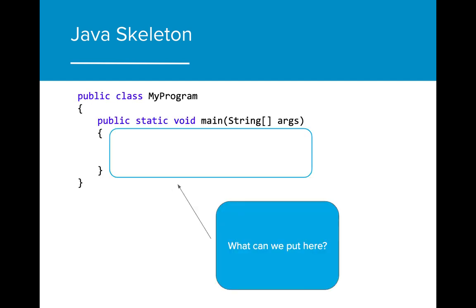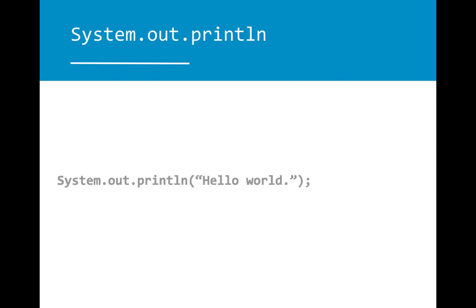Now that we understand the skeleton of a Java program, we can start creating them. One thing we can include in the main method is a print statement. Print statements are used to print calculations, messages, alerts, and other output to the console for users to see.